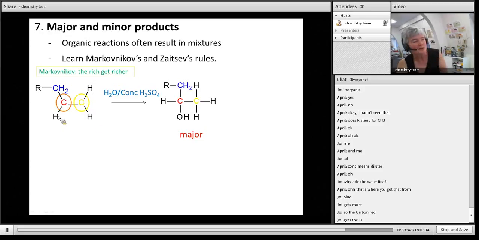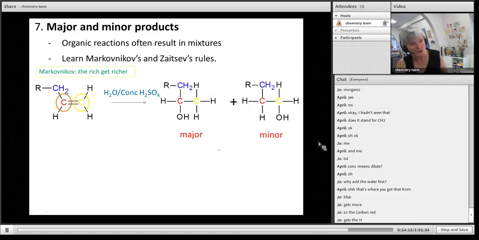So for an addition reaction, the hydrogen goes to the carbon of the double bond that has the most number of hydrogens. That's why the incoming hydrogen goes to this yellow carbon, because it had 2, and now it's getting 3 in total. And my nucleophile, my OH, goes onto the red carbon. So that's a major product, and a little bit does go to the yellow carbon for the OH, but not very much, and that's the minor product. So that's Markovnikov's rule.